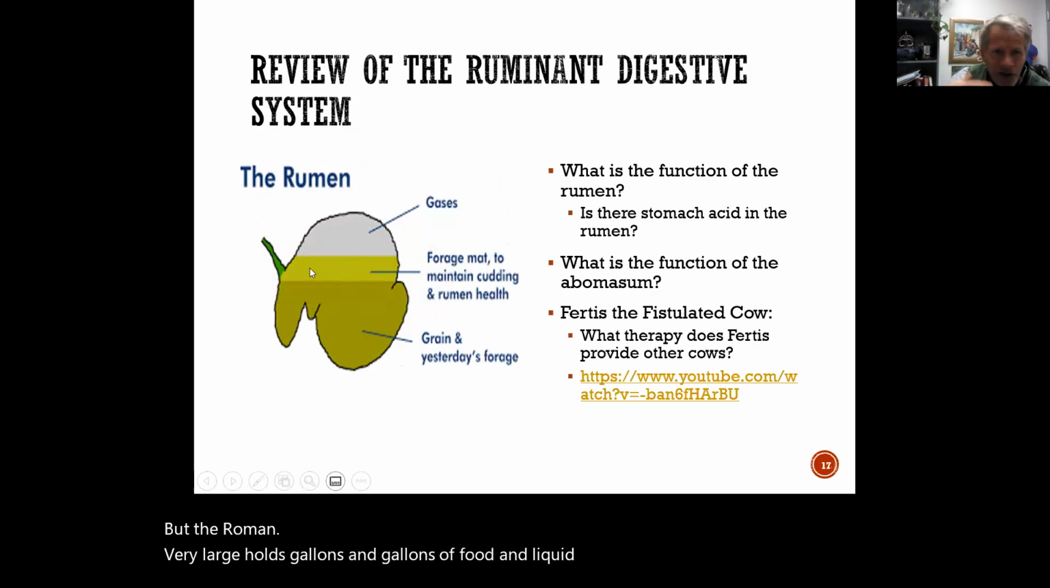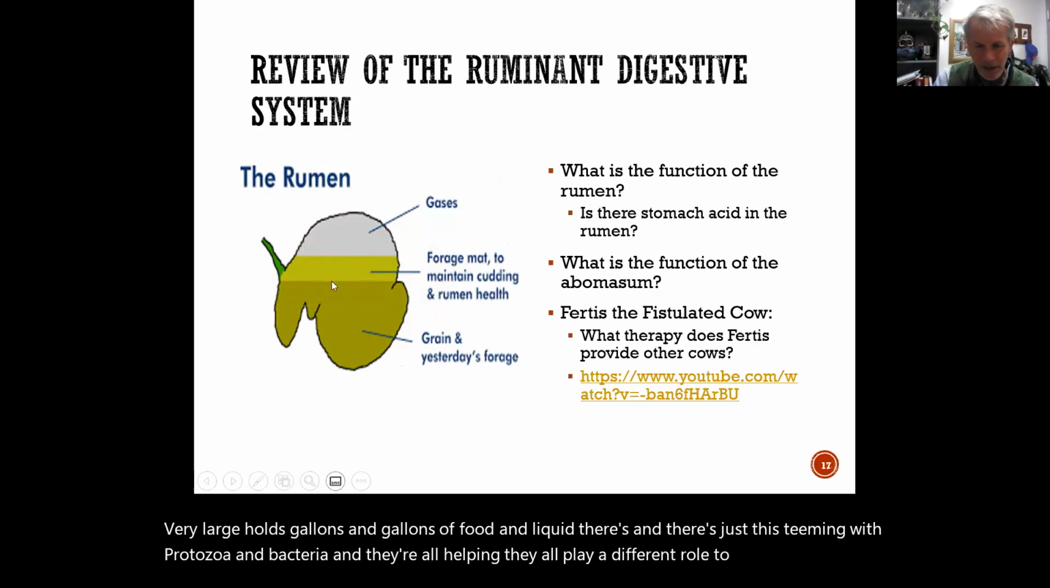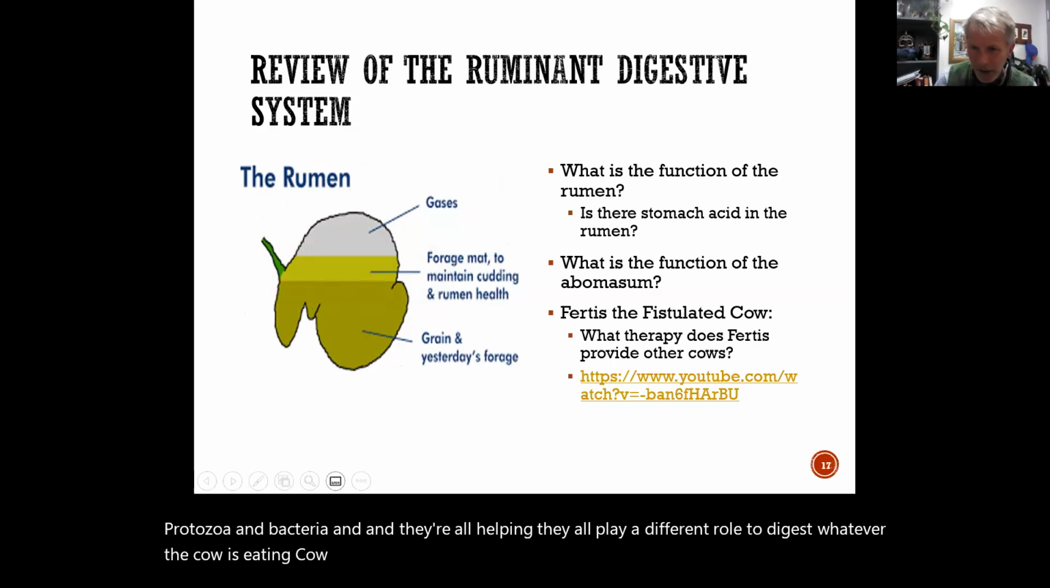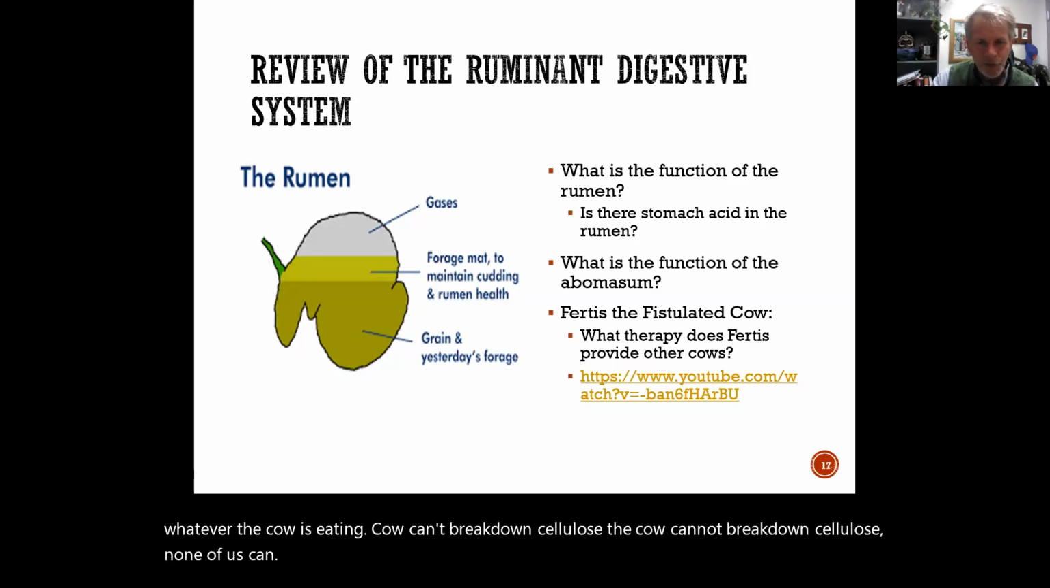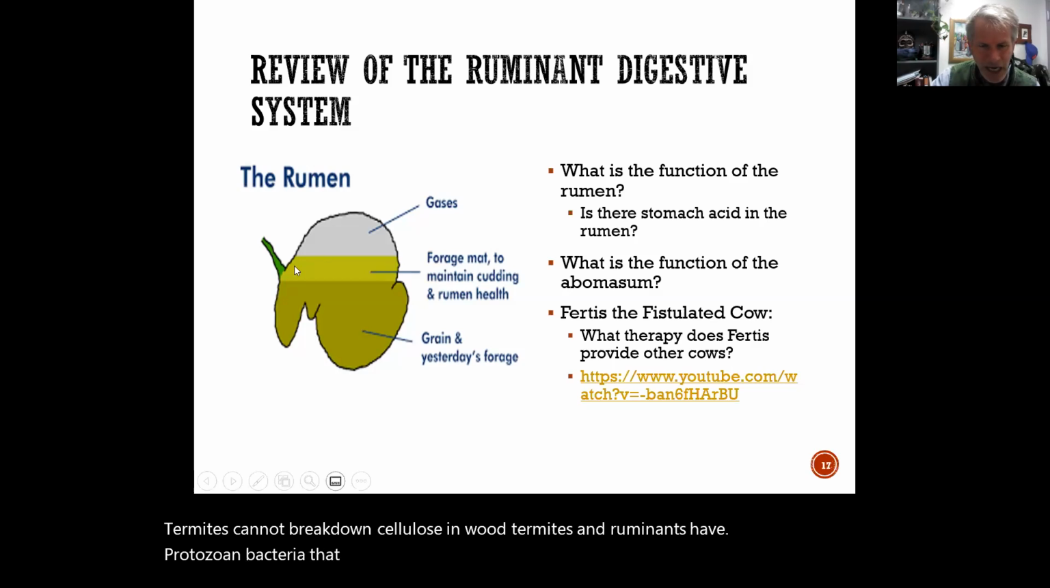It's teeming with protozoa and bacteria, and they all play a different role in digesting whatever the cow is eating. The cow cannot break down cellulose. None of us can. Termites cannot break down cellulose in wood. Termites and ruminants have protozoa and bacteria that break it down. And that's what's happening here in the rumen.